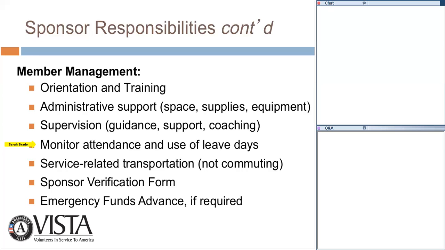And then the last thing that I want to go into a little more detail about is the service-related transportation. This is in your memorandum of agreement, and it states that if your VISTA members are going to be doing service-related assignments that require them to do some transportation going to and from meetings, they should be provided reimbursement. And that reimbursement will be provided to the VISTA members for their expenses that they incur for any service-related assignments. This does not include commuting to and from your service site. So I want you to keep that in mind when you are considering how you are going to go about providing reimbursement for VISTA members who are doing service-related travel.